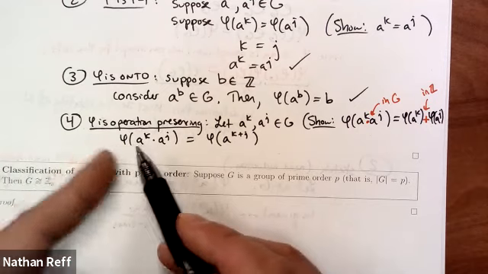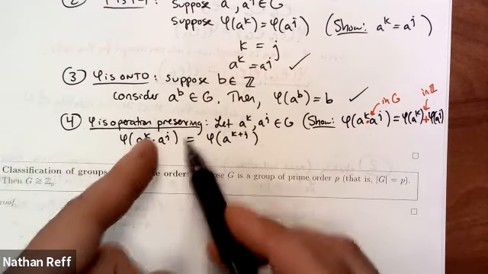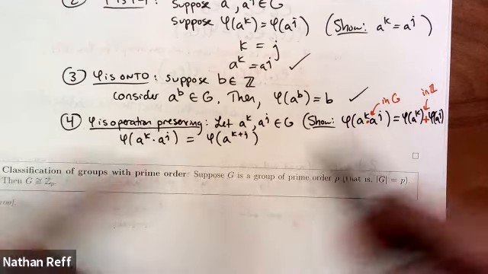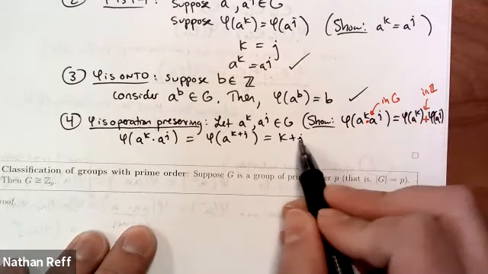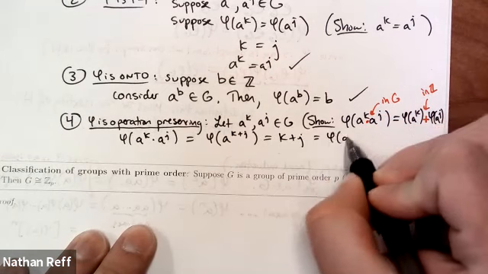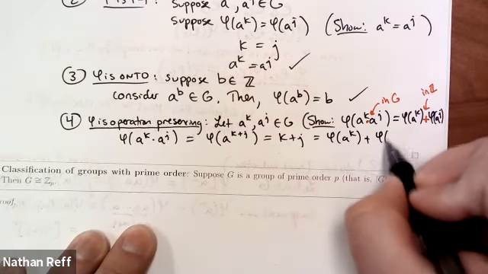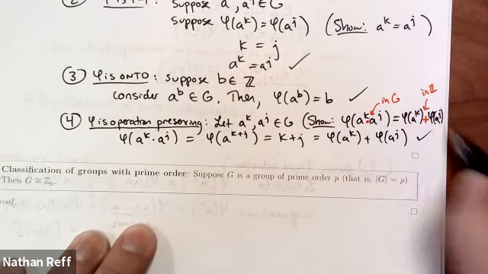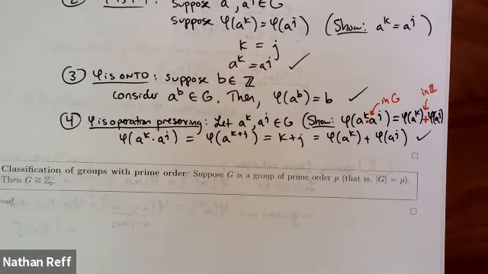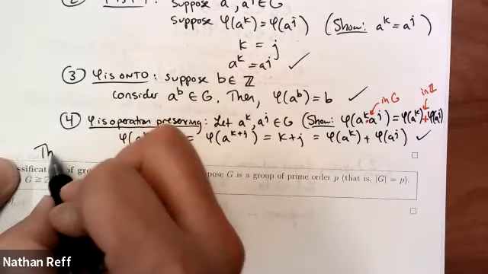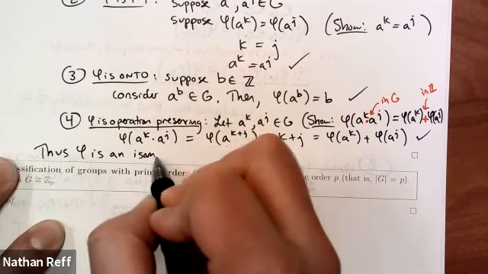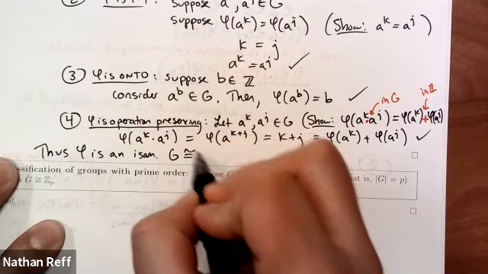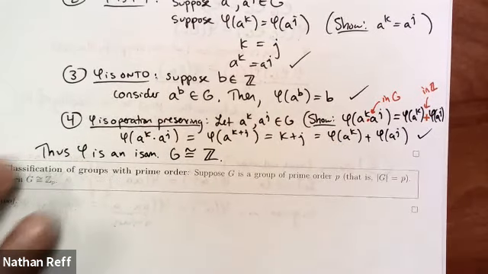itself, K total A's, and there's J total A's. So together there's this many, right? And therefore this is K plus J by the definition. And that right there is phi of A to the K plus phi of A to the J. So you're done. So thus, phi is an isomorphism and G is isomorphic to Z.